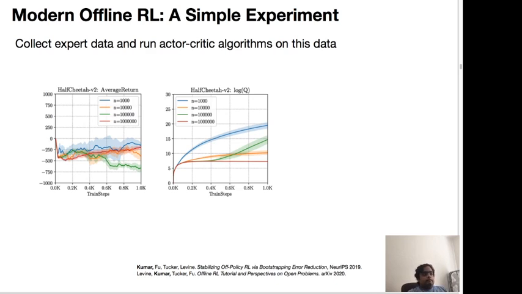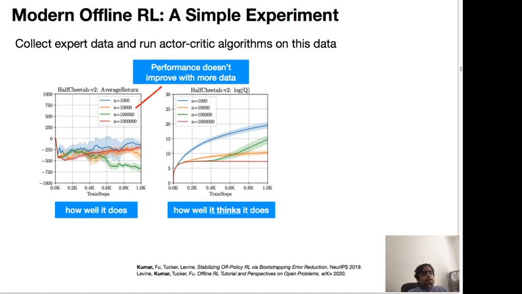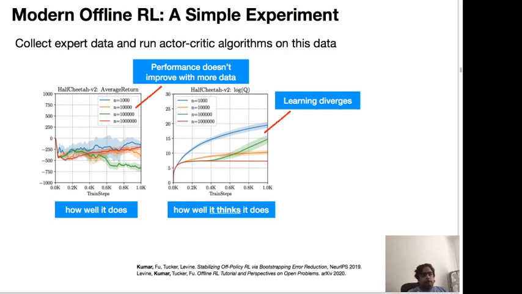So what is the average return? The average return is the estimate of how well the policy does, and the Q function is an estimate of how well the algorithm thinks that it is doing, because the Q function is the algorithm's estimate of the return of the policy. So in a sense, what you're seeing here is that the learning diverges, basically. The Q values are super large.